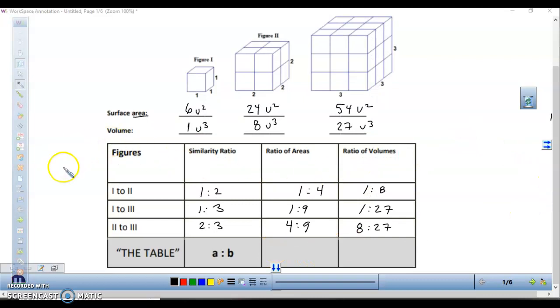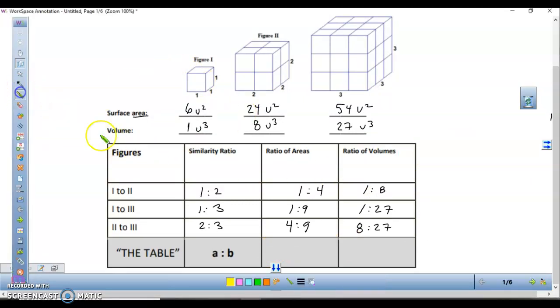We're just going to make comparisons between how the similarity ratio affects the ratio of areas and ratio of volumes. See if you can recognize a pattern here. This similarity ratio is 1 to 2. Notice if you square 1, you get 1. You square 2, you get 4. Notice if you cube 1, you get 1. And if you cube 2, you get 8.